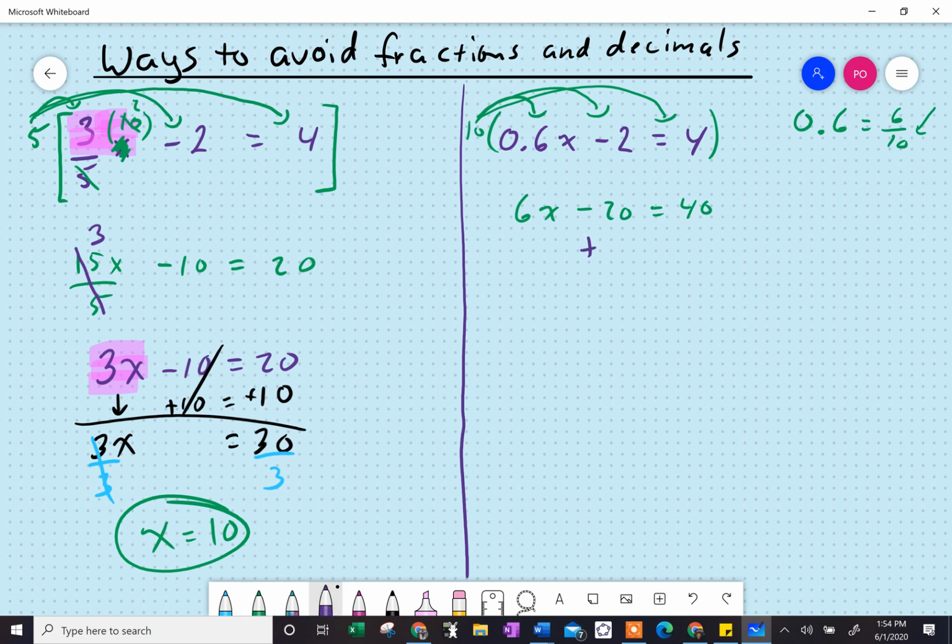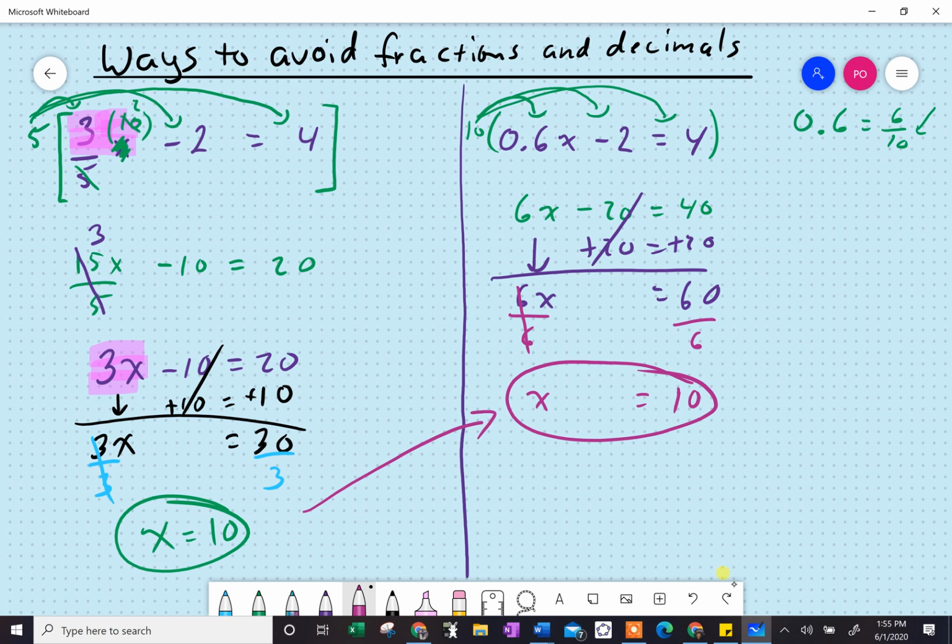I'm going to add the opposite, which is 20. My 6x comes down. Negative 20 and positive 20 goes to 0. 40 plus 20 equals 60. I want to find the value of 1x, so I'm going to divide by 6. 6x divided by 6 is 1x. 60 divided by 6 is 10. And sure enough, what? The answers are the same. But of course, we already knew that.